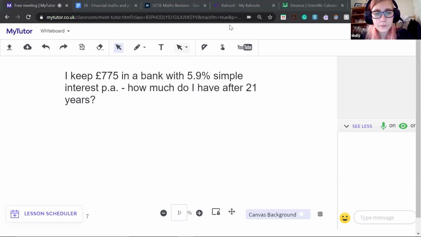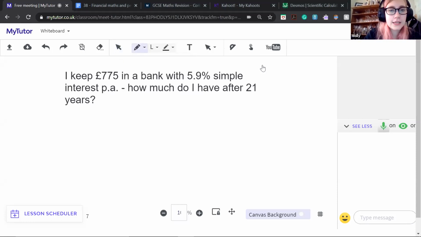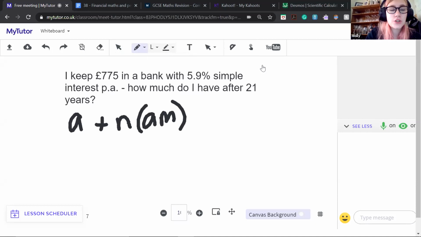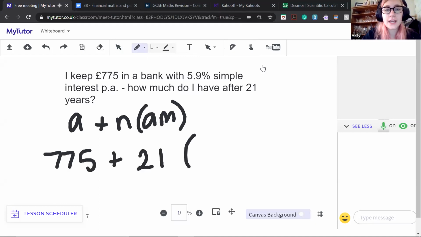Okay. So again, there are a few different answers. There's a bit more agreement this time. So let's have a look. Let's remember our formula: A plus NAM. This is where the AM comes in useful. We take our original amount and add on 21 for the number of years, and AM represents 5.9% of 775.